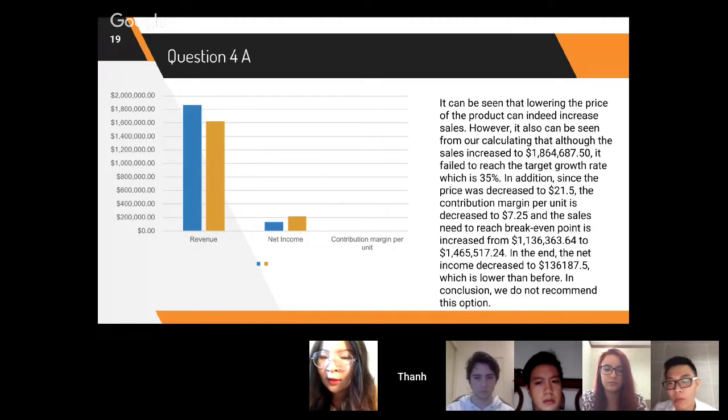In the end, the net income decreased to about $136,000, which is lower than before. In conclusion, we do not recommend this option.